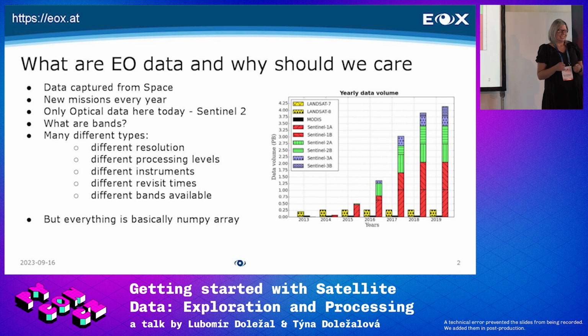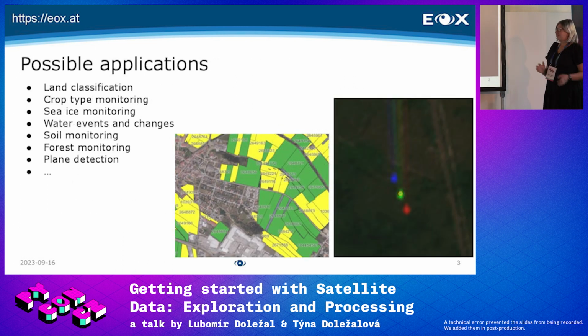Before we get into the data, it's important to say that basically everything is, in the end, a NumPy array of data. It's just numbers measured of something. So it's not dark magic, it's not rocket science, it's just NumPy arrays. So now you know what kind of data we have, and let's talk about the possible applications.